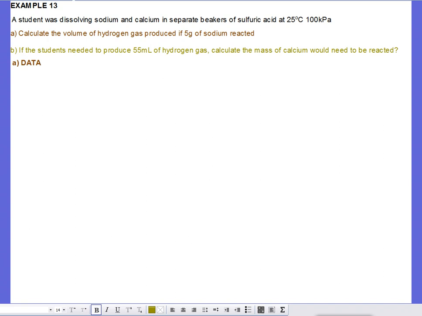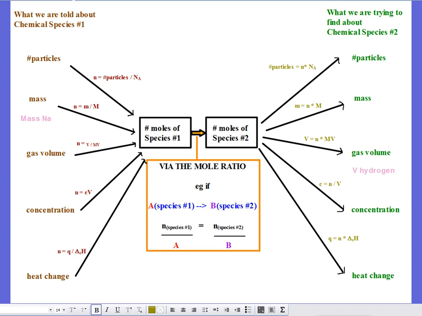Now, look back at our spider diagrams. We can follow these questions through the path of the spider diagram. In all these questions, we're told something about species 1. We've got to find something about chemical species 2.